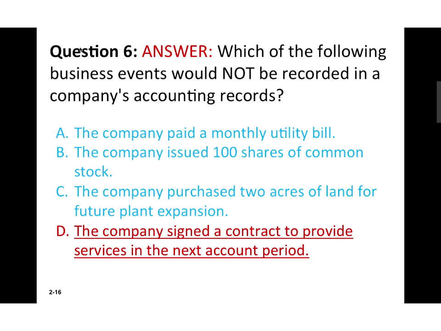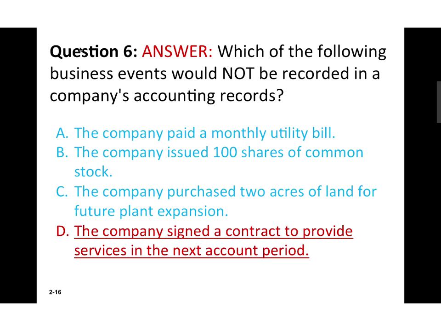Okay, and the answer is the event that is not a transaction is the company signed a contract. Signing a contract may be a significant event. It is not a transaction because it cannot be financial. It can't be measured. What did we do? We didn't do anything yet.